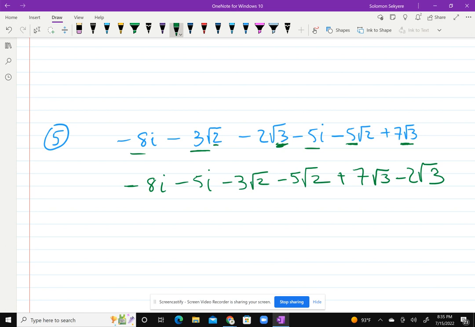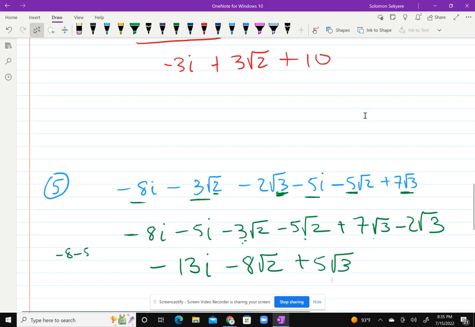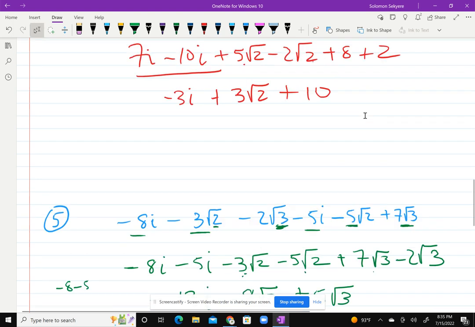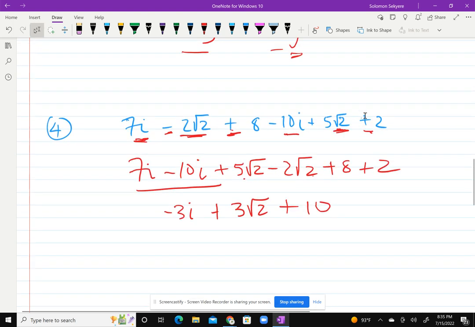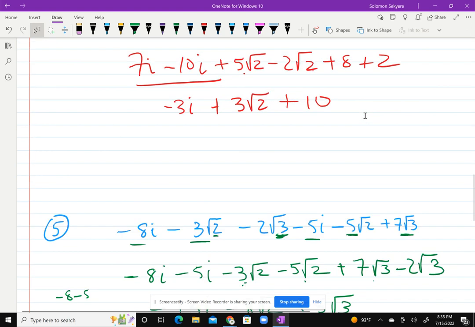Then I simplify. I have negative 13i. Remember negative 8 minus 5. We've done that. And then negative 3 root 2. So negative 3 minus 5 will be negative 8 root 2. And then 7 root 3 minus 2 root 3 will be positive 5 root 3. Done. Okay, so you are not solving any equations. You are just simplifying, grouping like terms, adding or subtracting them, and then simplifying. Okay, go review the video.